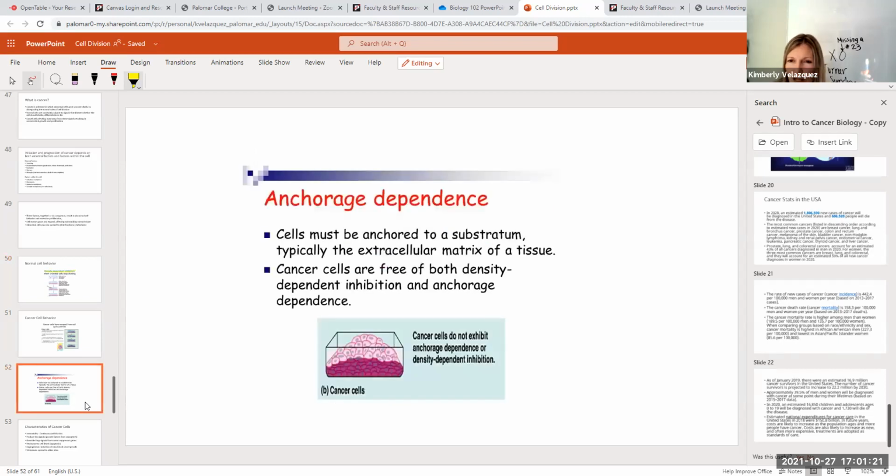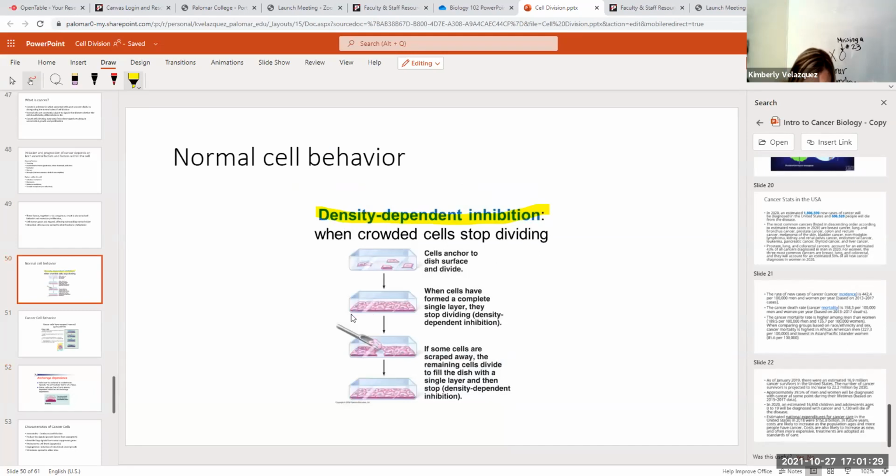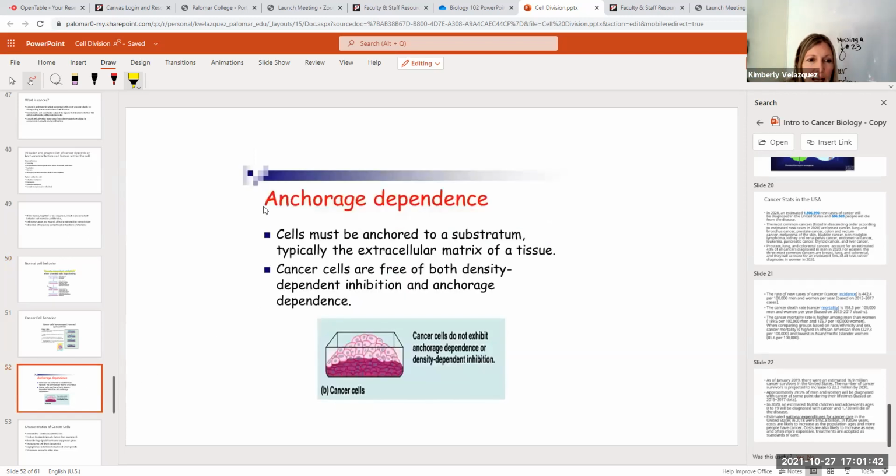They also have anchorage dependence. So normal cells actually have to be attached to some type of basement membrane. So you see these not only are growing in a single layer, but they're attached to something. They can't just break off and go travel somewhere else and grow. They need to be attached to some type of membrane. So that's called anchorage dependence. So cells must be anchored to a substratum of some sort. But cancer cells are both density independent and anchorage independent. So they don't have to be anchored to anything, and they'll just keep growing and forming this mound.